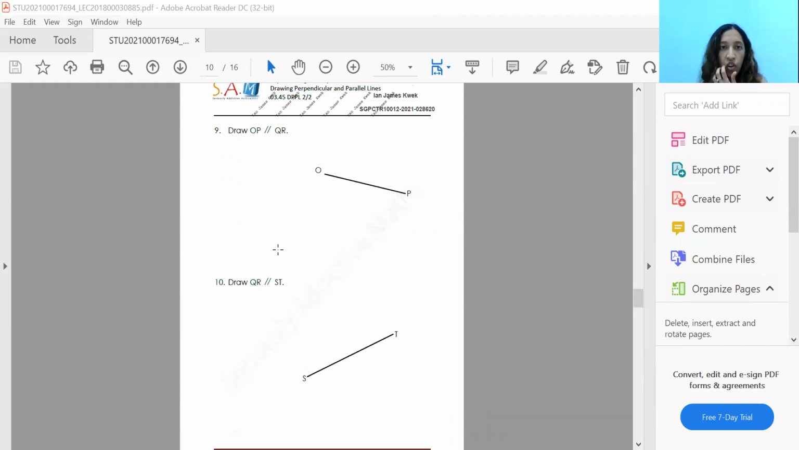Now let's do this. Draw OP parallel to QR. I don't know why I keep saying perpendicular. Okay. Draw OP parallel to QR. So something like that, okay? Please use a ruler, right? So draw QR parallel to ST. There we go, something like that. QR, ST. Okay.